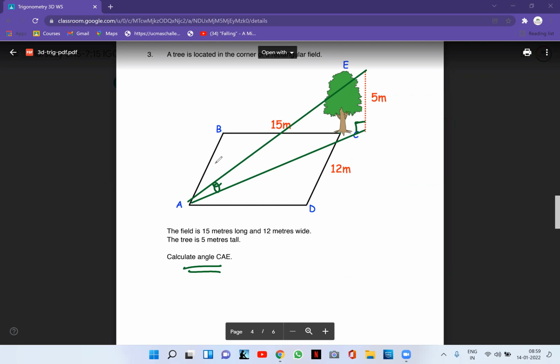In order to do this, first I will need one base, that is, I will need my CA over here. So let us draw one small part like this. This is CAE, and this is 5 meters. I have to find theta and I want to find this CA. So opposite is this.